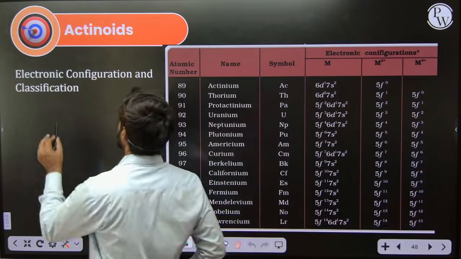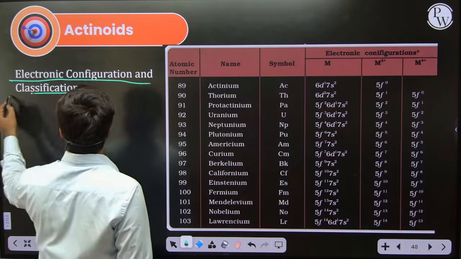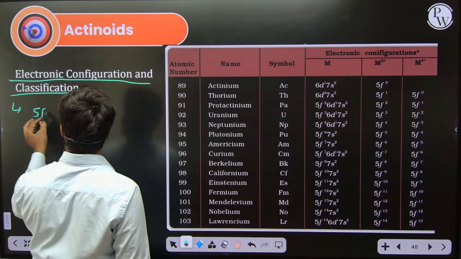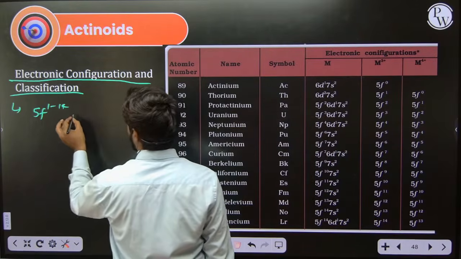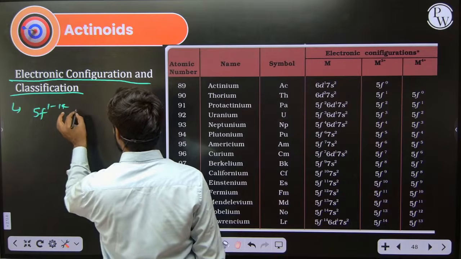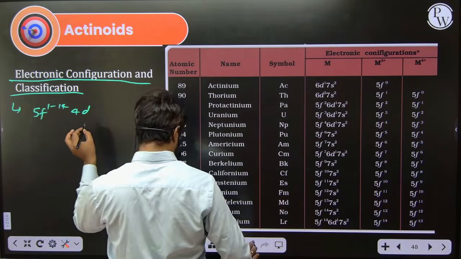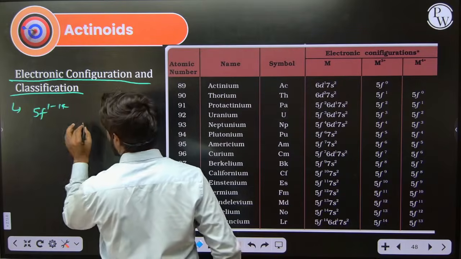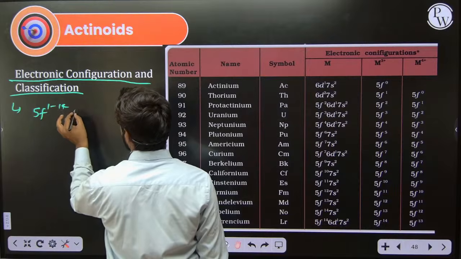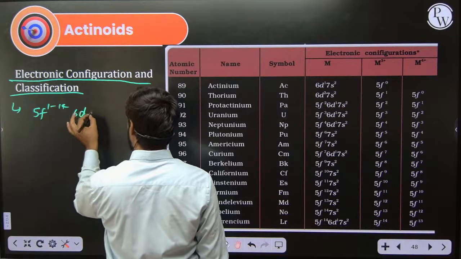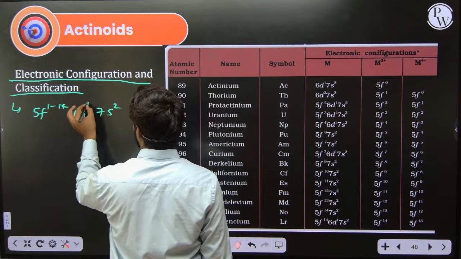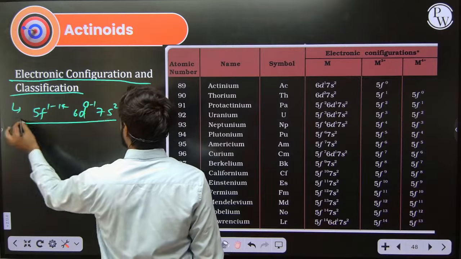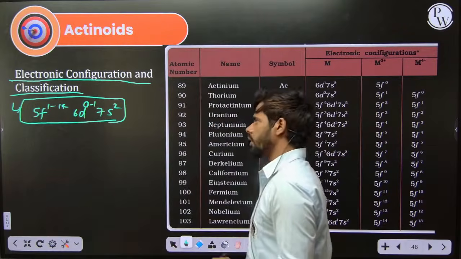Next are the actinides. In the case of actinides, the 5f is 1 to 14, then 6d and 7s. The s is 2, and d may be 0 or 1. So this is the general electronic configuration of actinides.